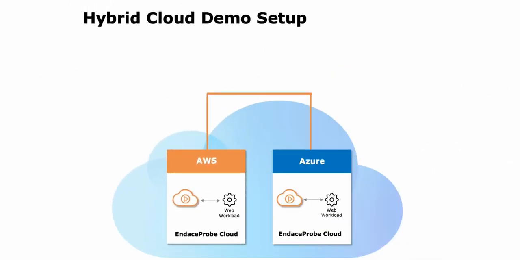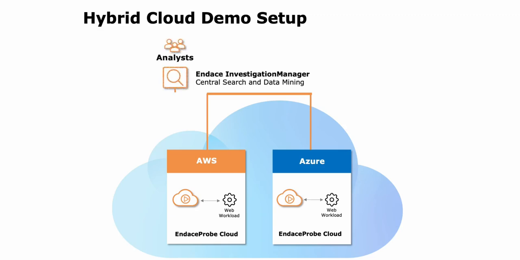For this demo, we have EndaceProbe Cloud deployed in both AWS and Azure, with our Central Investigation Manager console deployed in AWS. We've captured about 2 weeks' worth of network traffic, which could have been sourced from VPC mirrors, virtual packet brokers, or virtual SPAN ports from firewalls or load balancers that we have deployed in our network.